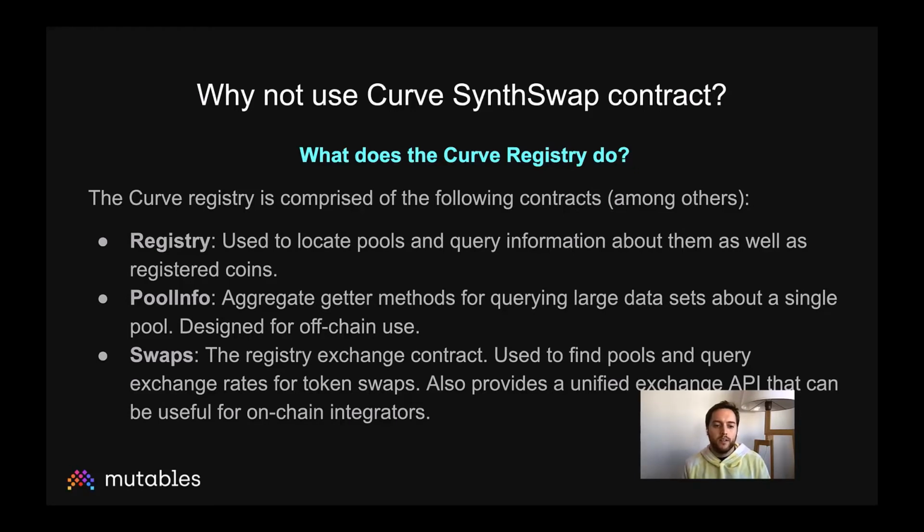Taking the example of the swaps contract, they allow you to find the best rate across different pools, for instance. So you can see a lot of times that when you want to do an exchange on Curve, you are not directly calling the exchange function of the pool contract or the metapool contract itself, but you are calling one of these Curve registry contracts, and the Curve registry contract is then calling the pool contract directly.